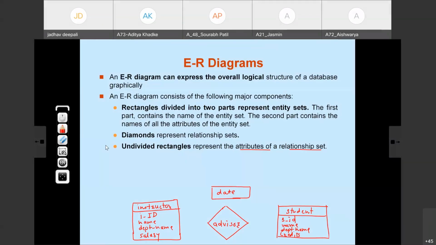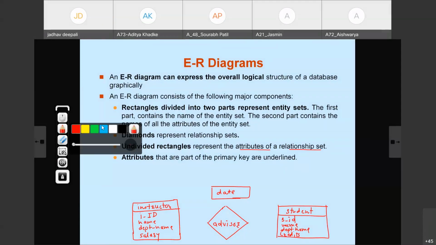Now the next one: attributes that are part of the primary key are underlined. So in the instructor, what is the primary key? ID is the primary key, so it is underlined. In student, SID is the primary key, so it is underlined. So the attributes that are primary key are underlined.